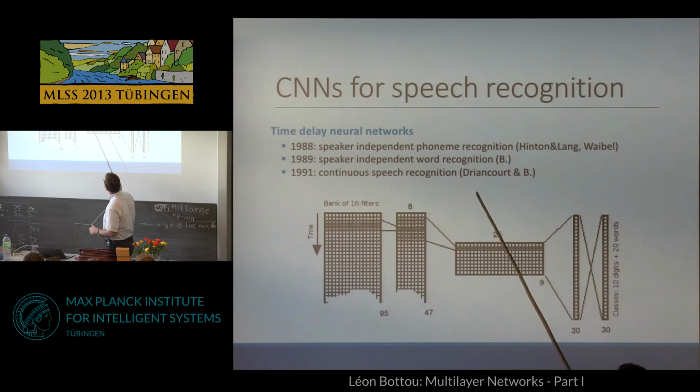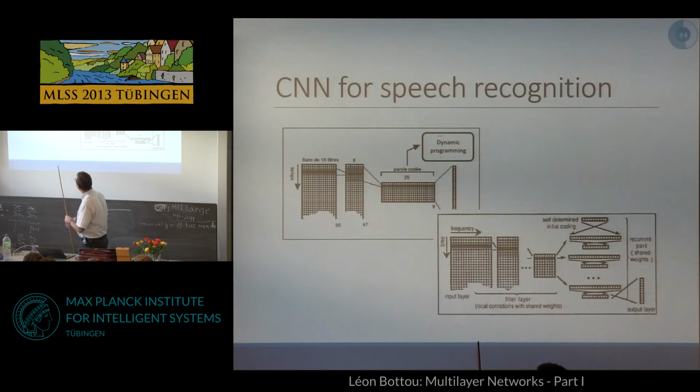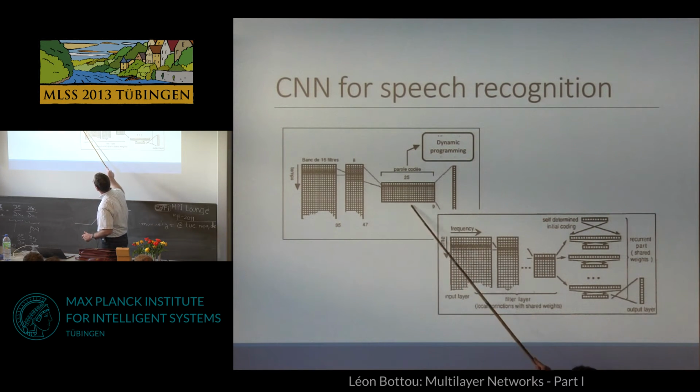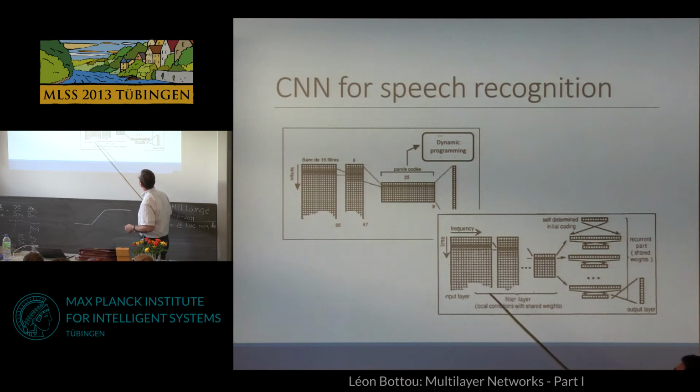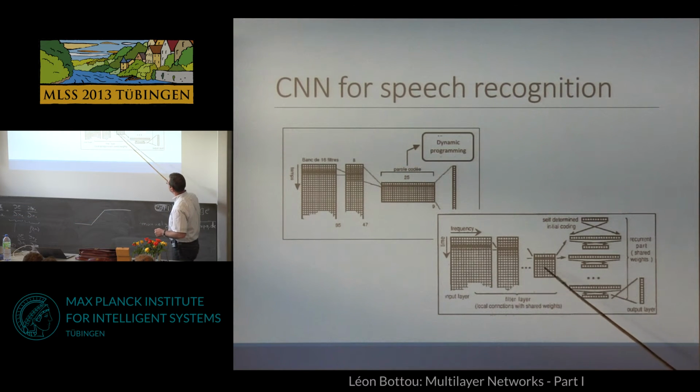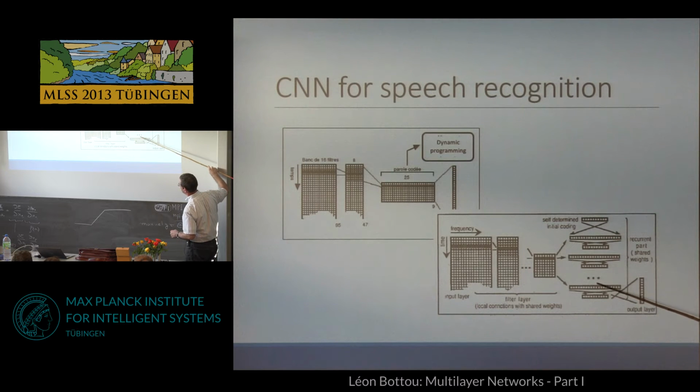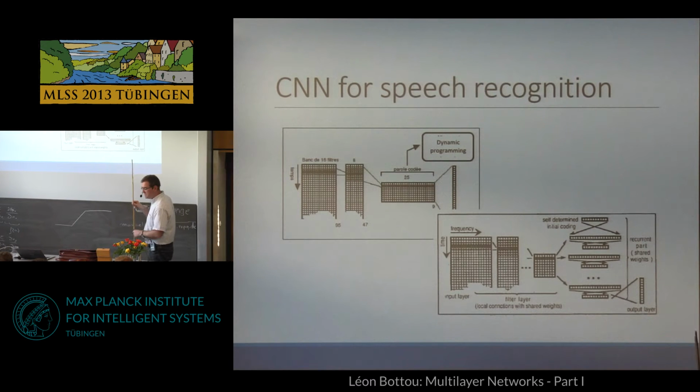And a couple of years later, Xavier Driancourt, who was in the same lab, and I had a continuous speech recognition system working this way. You can take the codes you get at this level and send them to a dynamic programming layer to decode and get the speech. Or you can have convolutional networks go into a recurrent network, with plenty of layers after them, where each one recognizes phonemes one after the other. And actually, this is something that they tend to do nowadays.